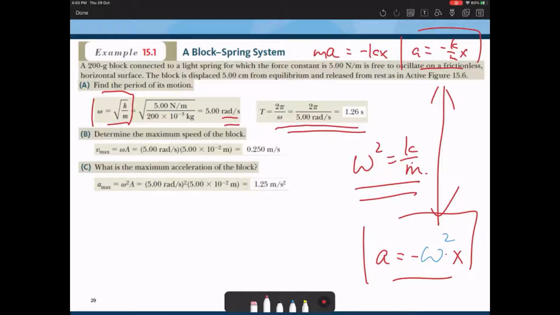Maximum velocity and the maximum acceleration can be decided by the amplitude of the velocity and the amplitude of the acceleration functions. So omega A and omega square A. Omega is decided in part A. Amplitude is 5 cm. So that is why you have the velocity and acceleration values at the maximum. That is decided by the equations.